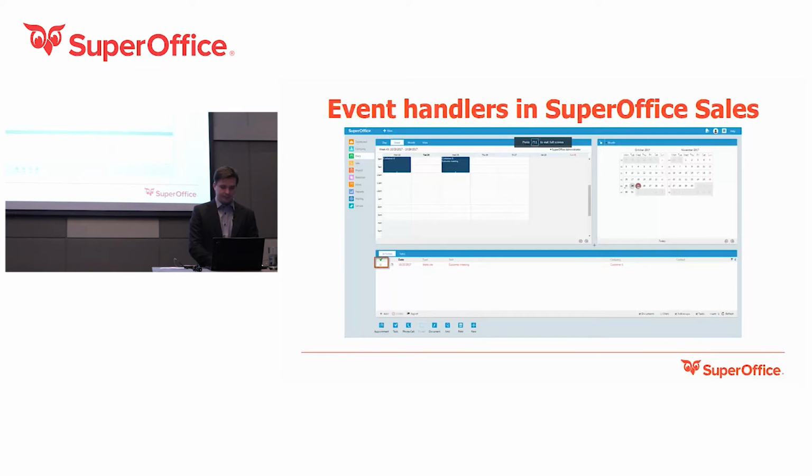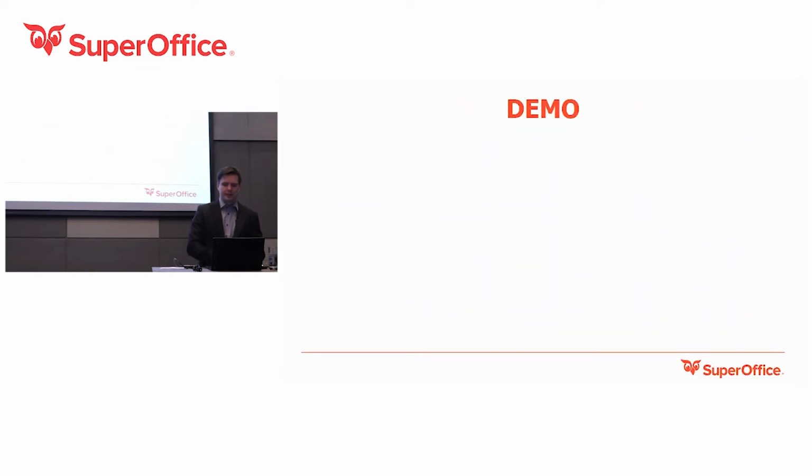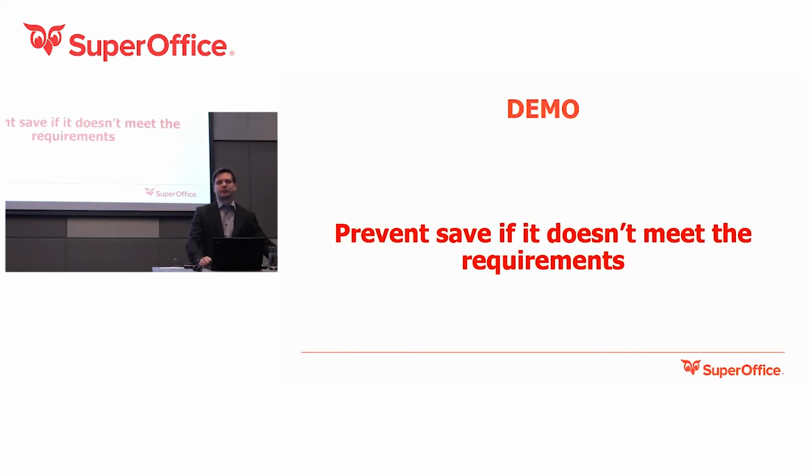Anyways, I will show you the first demo. It's a very short video of how we can prevent saving if it doesn't meet the right requirements. Basically, I have a company that doesn't have the organization number on it, so I will stop the user and prompt a message saying that the organization number is missing.